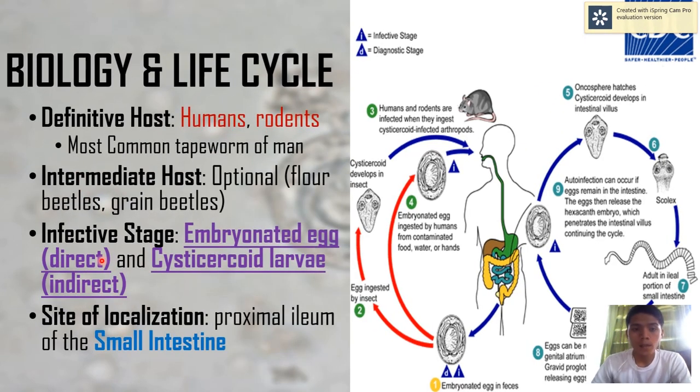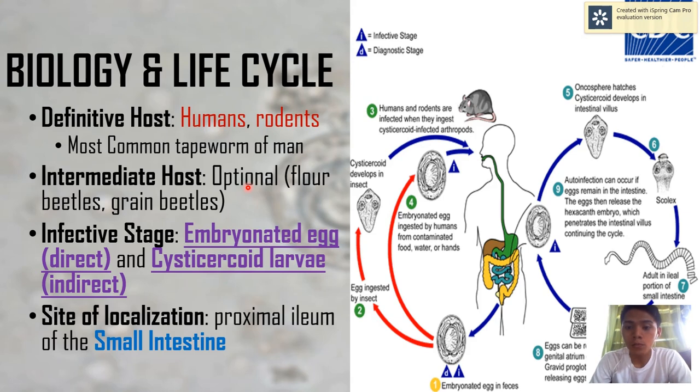Now, let's recap. The definitive host of our H. nana is the humans. Also, sometimes rodents. But primarily, it's human. That's why it's considered as the most common tapeworm of man. So, the intermediate host is optional. So, dili siya pilian. No? It may or may not use an intermediate host. So, depende kay H. nana egg.